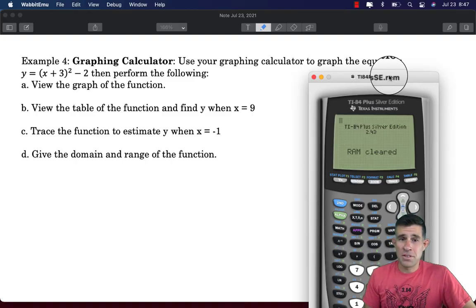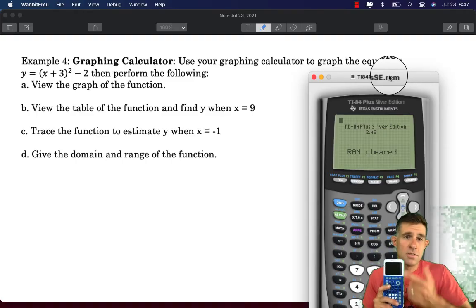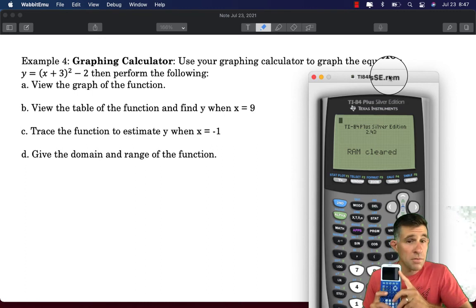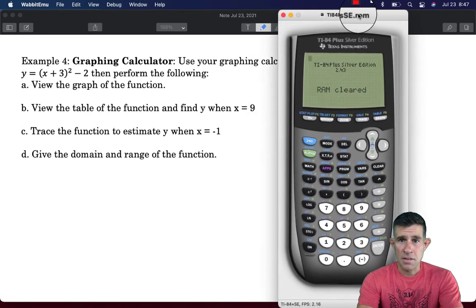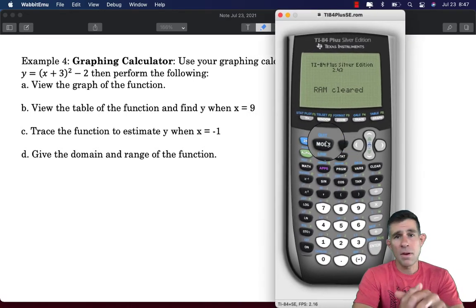For our final example for today, we're going to take a look at graphing a function using our graphing calculator. So take a second to pause the video and find your graphing calculator. You can see that I have mine pulled up here on the screen. So I'm going to lead you through how to enter this into your graphing calculator.